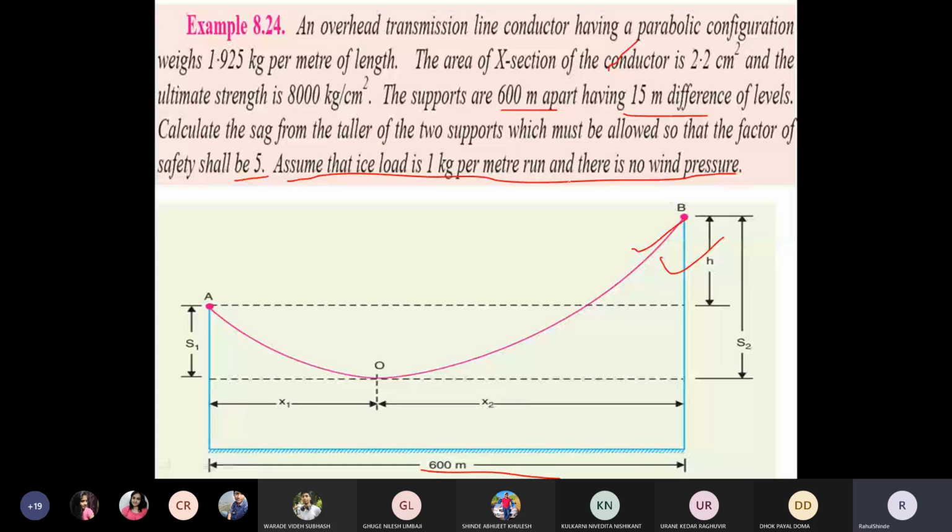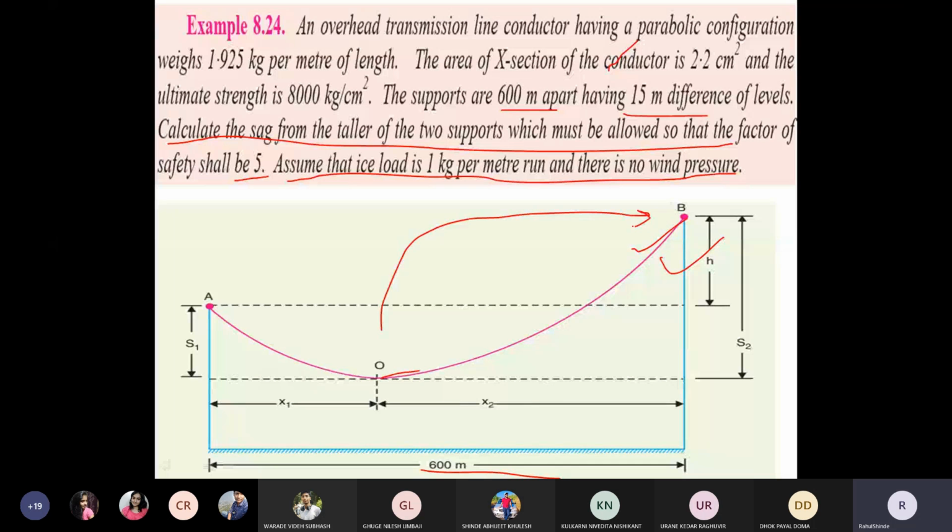They are asking us to calculate the sag from the taller of the two supports. That means we have to calculate this sag, from the lowermost point with respect to the taller pole, that means pole B.